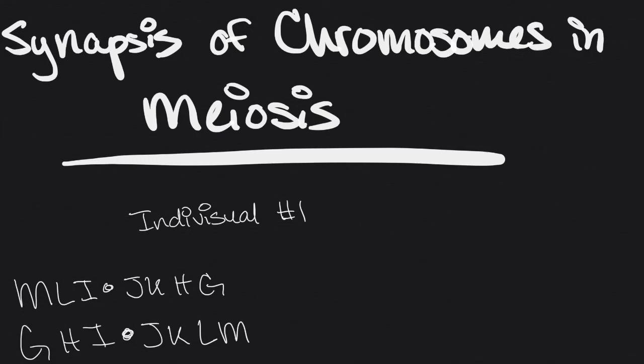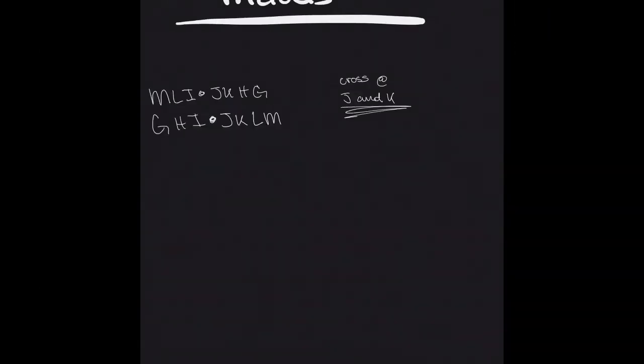Synapses of chromosomes and meiosis. We're going to start with this first person. This is individual 1, and they're going through meiosis. As you can see, the chromosomes listed, they're going to have a cross at JK.